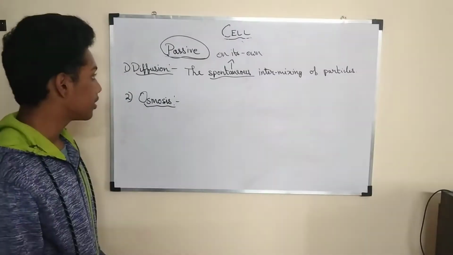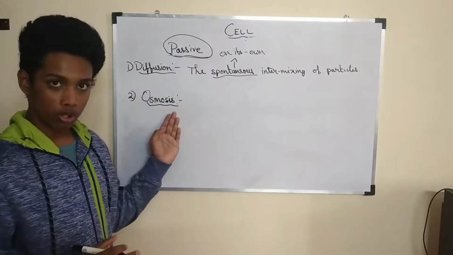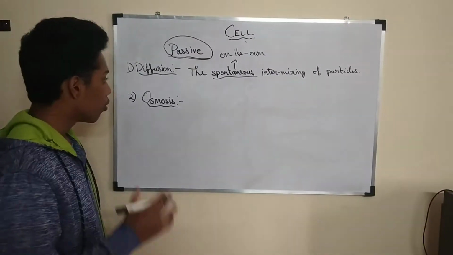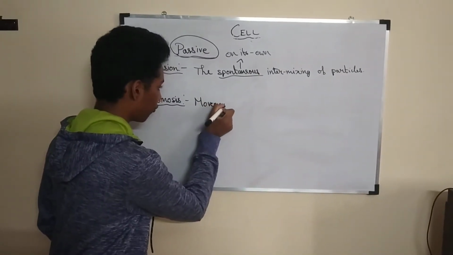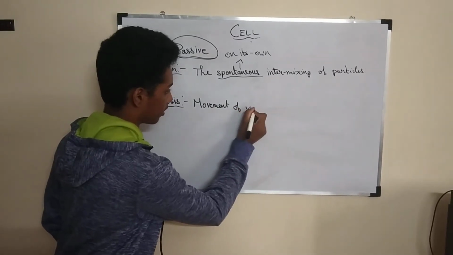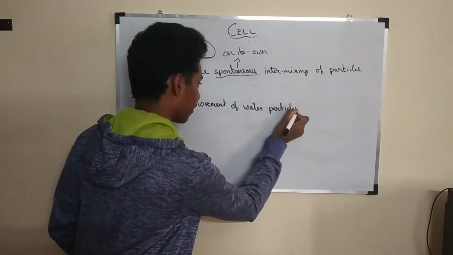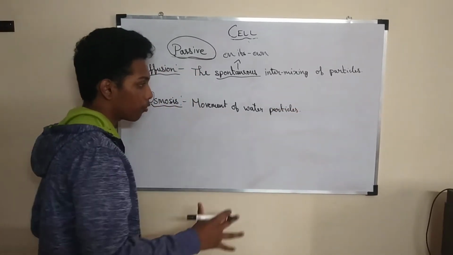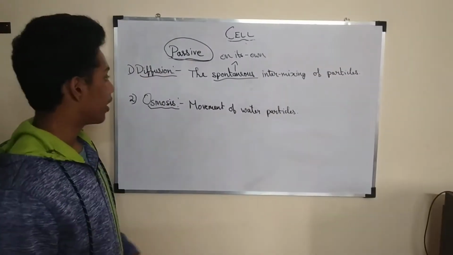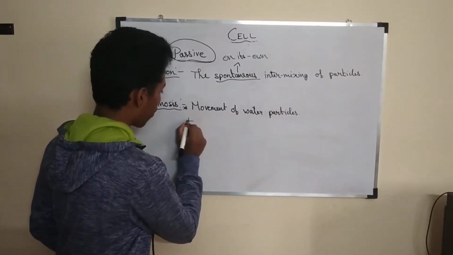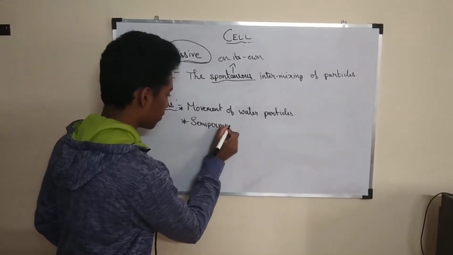To understand the different types of solutions, we must understand this very well. So listen carefully. The next type is osmosis. Same as diffusion, osmosis is the movement of water particles, from higher concentration to lower concentration, and it requires a semi-permeable membrane.